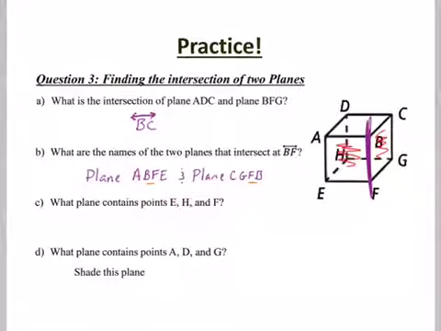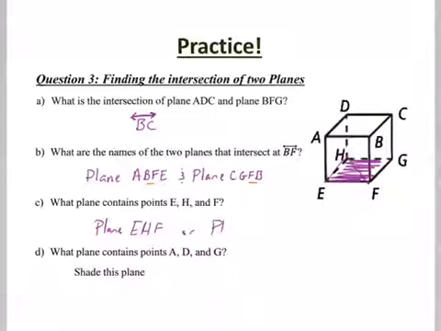What plane contains E, H, and F? Well, let's see. You've got E, H, and F. So it must be this bottom plane here. So we could write this as three letters and just say plane EHF. Or if you want to write it with all four letters, you can. You can say plane EHFG or EHGF. There we go.